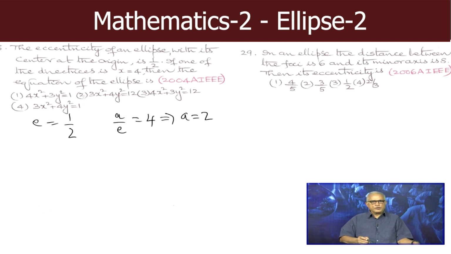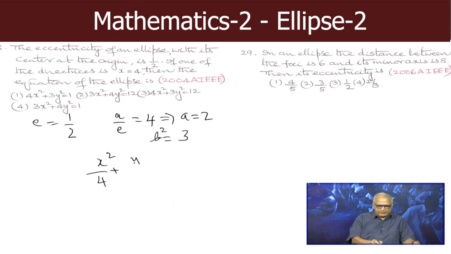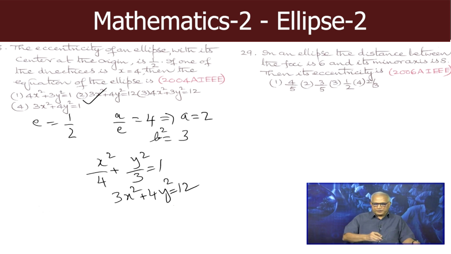Semi major axis is 2. Then the equation of the ellipse, when a equal to 2, b square equal to a square into 1 minus e square, b square is 3. Therefore, the ellipse equation is x square by 4 plus y square by 3 equal to 1, or 3x square plus 4y square equal to 12. So, that is the equation of the ellipse, which is the second option.